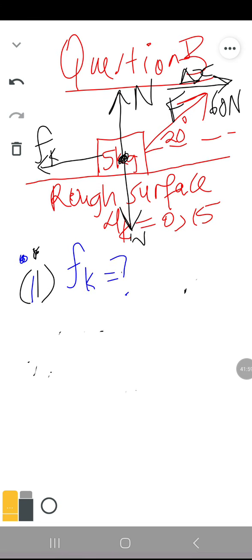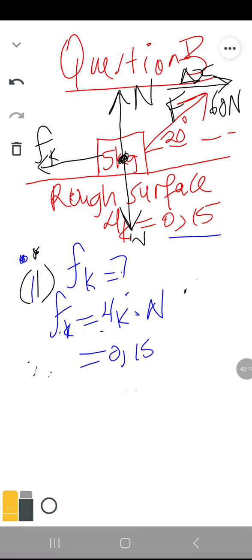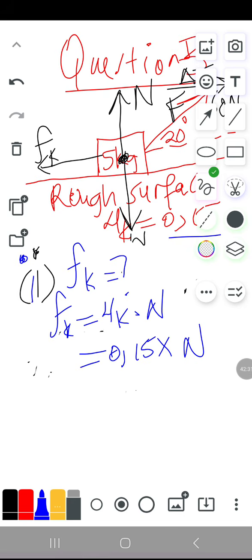So remember, to calculate our FK, we are given the coefficient of kinetic friction is 0.15. So FK is equal to the coefficient of friction multiplied by normal force. So I'm given 0.15 times normal force. Now remember guys, your normal force here for this scenario is not going to be equal to weight only. So you need to pay attention because it's very important.